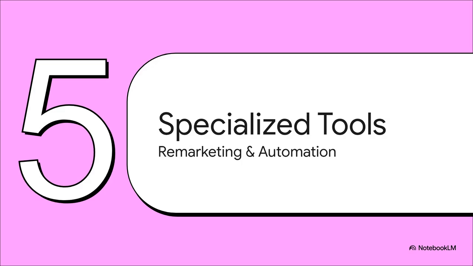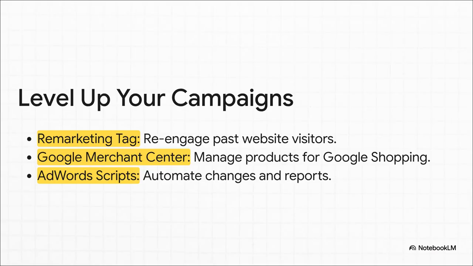And that idea of remarketing leads us perfectly into our final section, specialized tools for growth. Once you've really mastered the fundamentals, these advanced tools can help you scale up your efforts and take your campaigns to a whole new level. So once you've got the basics down, here are 3 areas to explore next. Remarketing lets you re-engage people who've already visited your site, which is just incredibly powerful. If you're in e-commerce, the Google Merchant Center is non-negotiable for getting your products on Google Shopping. And for those of you ready for some serious automation, you can start exploring Google Ads scripts. These are your next steps on the path to mastery.